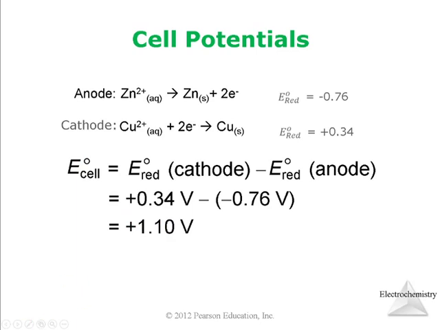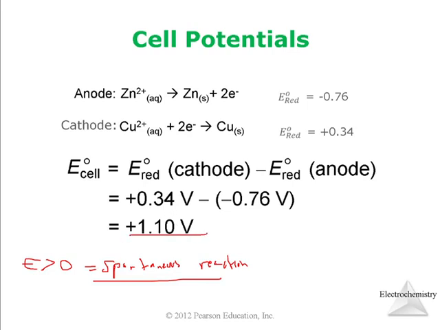From what we discovered earlier, if this is greater than 0, this is a spontaneous reaction. So after you calculate the E0 and you discover it is greater than 0, it means the reaction is spontaneous. It doesn't need any help to take place. It will take place on its own.